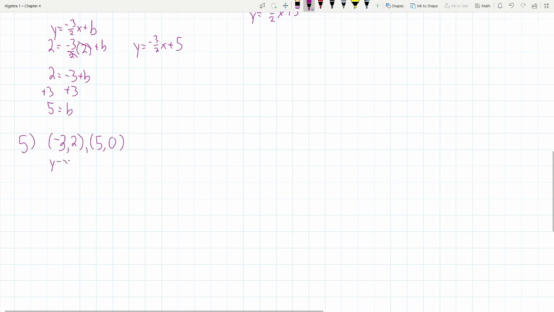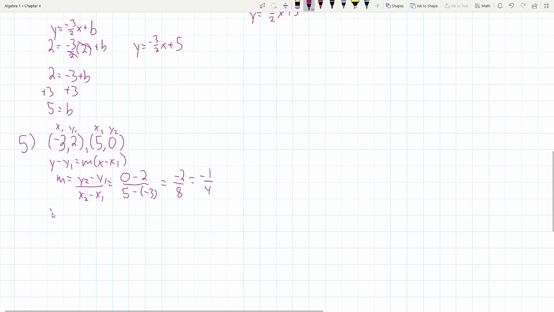I'm going to use this y minus y1 equals m times x minus x1. I see right now that I'm going to need to label these, so I'm going to do x1, y1, x2, y2. I need to find my slope, which is m. So my slope is y2 minus y1 over x2 minus x1. y2 is 0, y1 is 2, divided by x2 is 5, minus x1 is negative 3. So that gives me negative 2 over 8. That reduces down to negative 1 over 4.